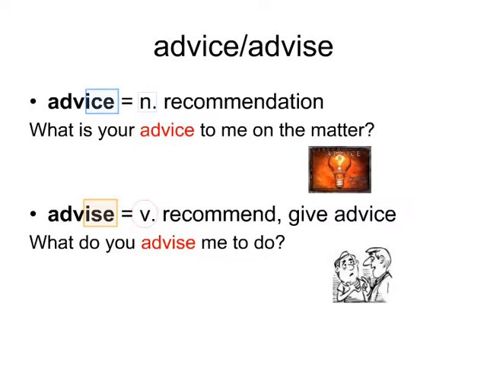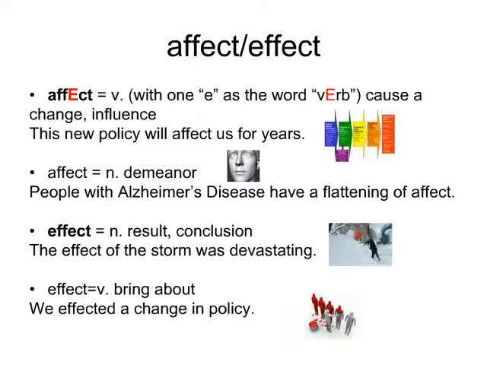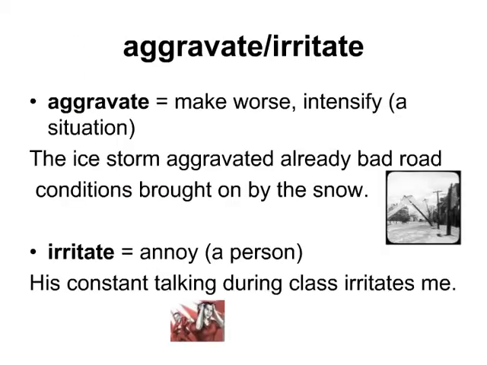Ice is a thing and a noun, as advice is. Affect and effect often give people trouble. Look at the first example. Affect has one E just as the word verb does. An effect, as in the third sentence, is a result of an action or event.